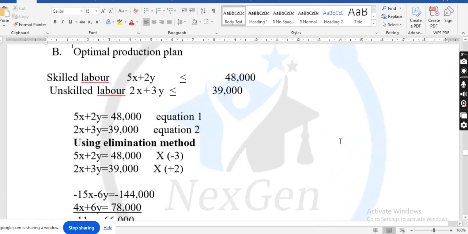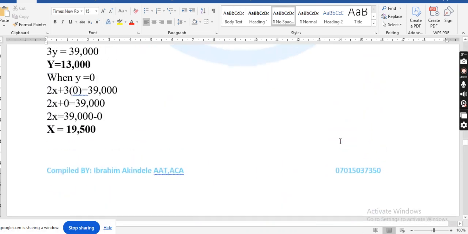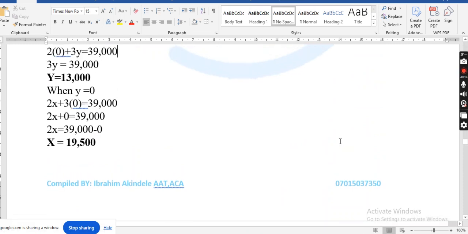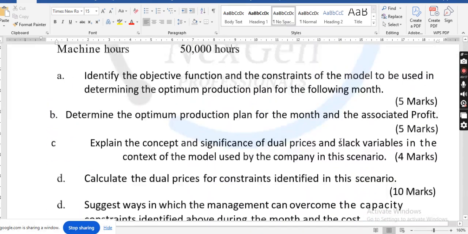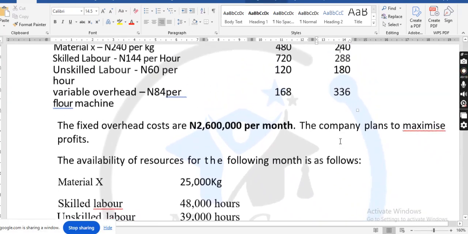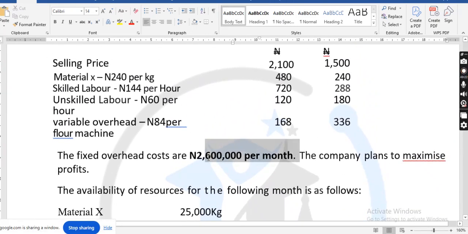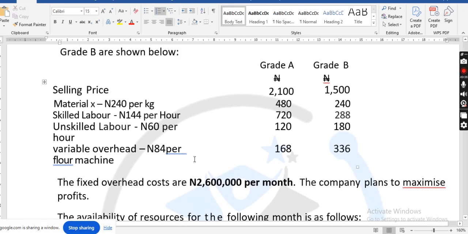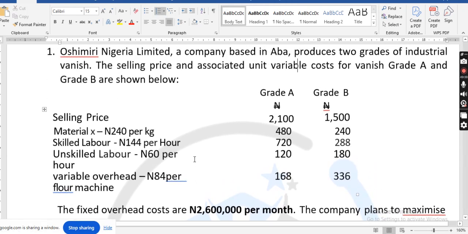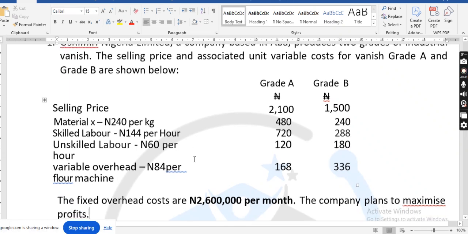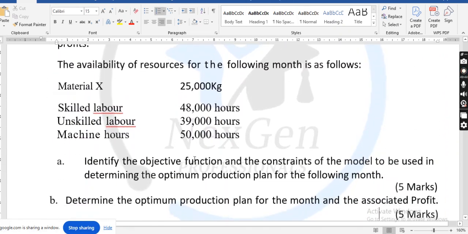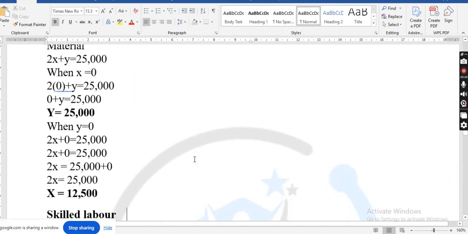Let's quickly go back to the question. Okay, we have fixed overhead cost. Can you see it? Per month. Please don't go and multiply it by 12 months. Class, I've analyzed this for you. Don't set questions for yourself. They did not mention that it is a very big farm, or that the production is for 12 months. They didn't talk about 12 months or weeks. So why do you want to set question for yourself?